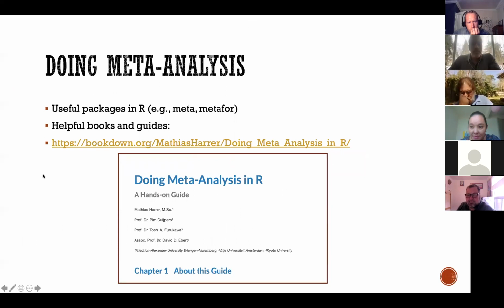There are a number of really useful materials online for doing meta-analyses. There are useful packages like metafor, two commonly used ones. There are also wonderful books and guides now available, and I've pointed to one here. It's called Doing Meta-Analysis in R. It's actually a really fantastic resource.